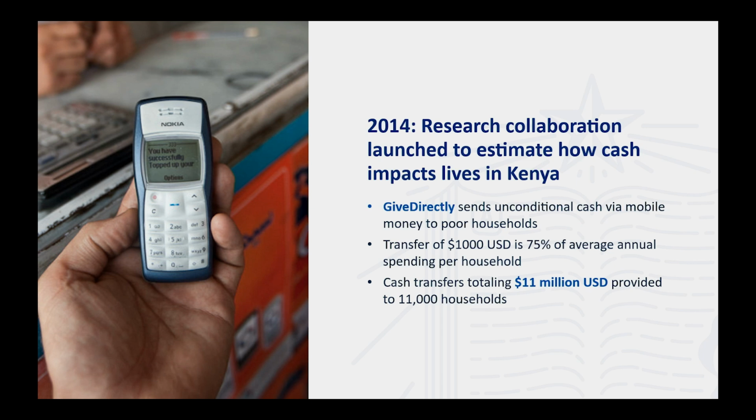Give Directly agreed to carry out a randomized controlled trial with us to try to understand the impacts of this program, and we worked with them to raise $11 million in cash transfers. So about 11,000 households received cash transfers through the study. It's a pretty large-scale study, as I'll talk about, and the size of the study is very important because it gives us the sample size we need to have some statistical confidence in what we're saying in terms of results.